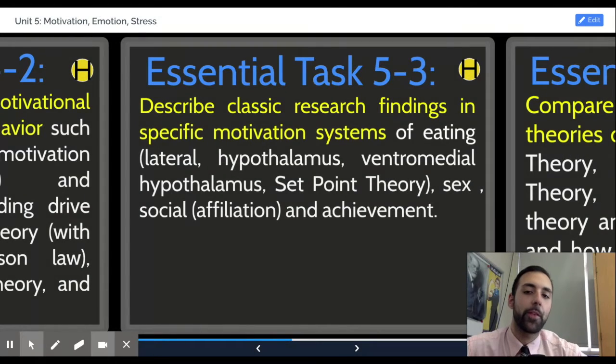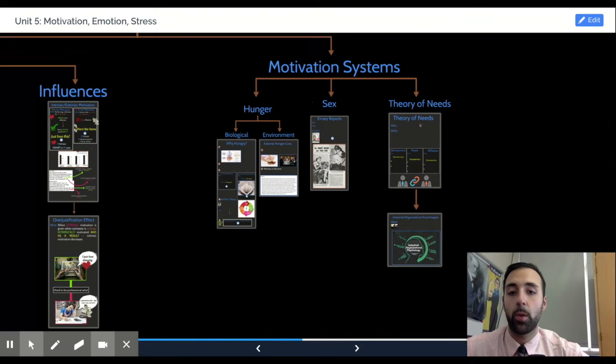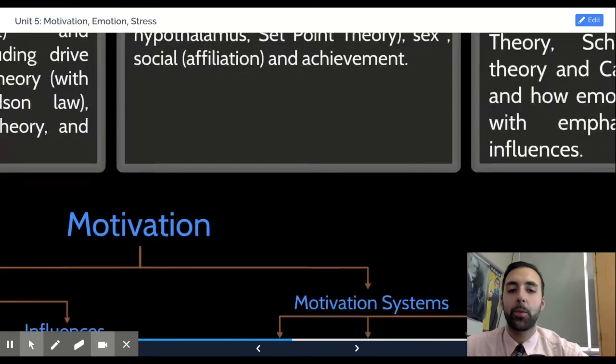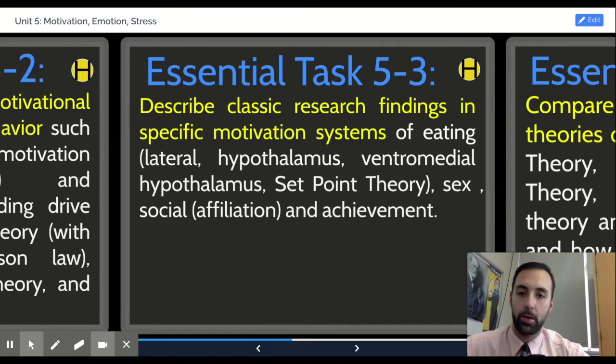In Essential Task 5.3, we are going to talk about specific motivation systems. To be more specific, we're going to talk about hunger, sex drive, and the theory of needs. Now, of course, this isn't a total list of all of our drives. There are other drives, like the primary drive of thirst, which we talked about in 5.2, but we're going to highlight the ones that I think are more likely to appear on the AP exam.